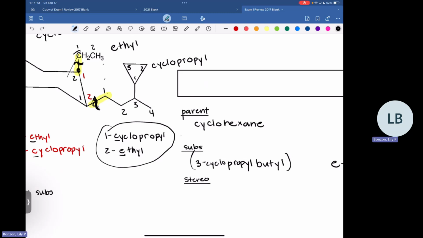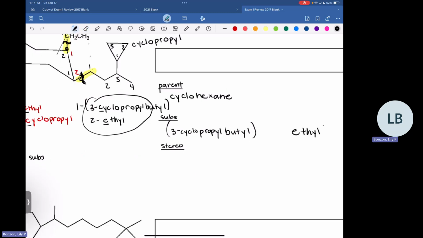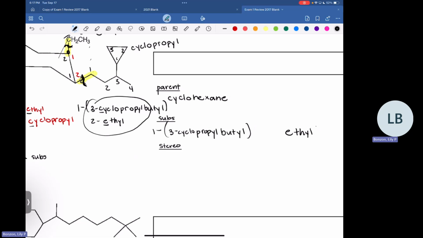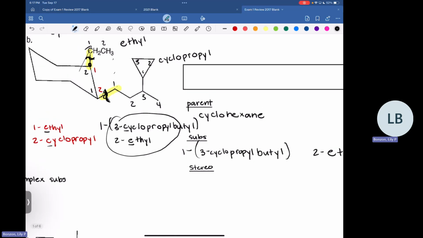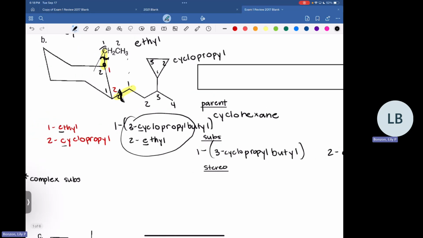I'm sorry, cyclopropyl butyl is the full 1-3-. There we go. Okay, so that one's going to get 1, and then our ethyl we said was going to be 2. So those are our subs, and then since we do have a cyclic structure, we do have to consider stereochemistry. And so when we have two groups, they're either going to be cis or trans. So cis is going to be they're on the same side, so either both on wedges or both on dashes, or both up or both down, if you want to think about it that way. And trans is going to be if they're on opposite sides. So if one's on a wedge, one's on a dash.